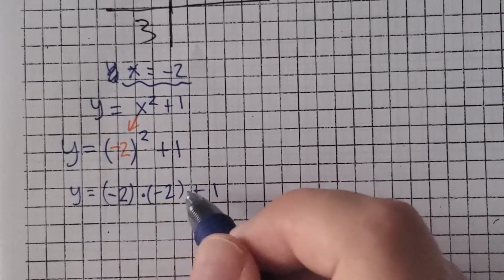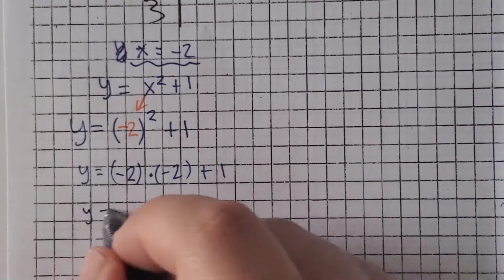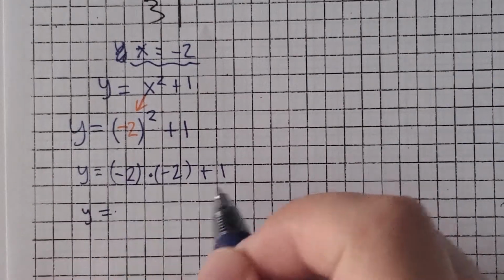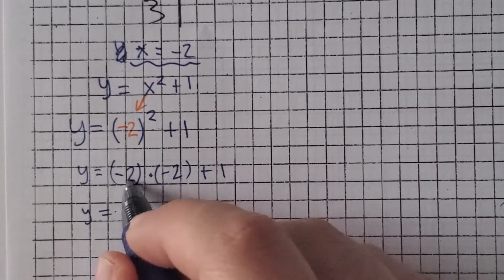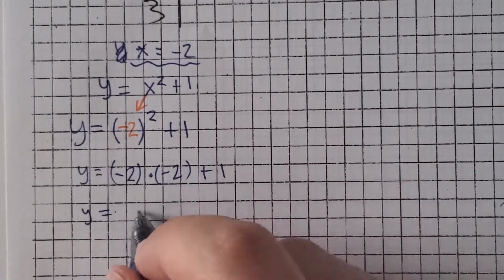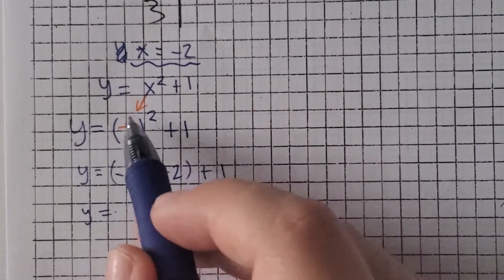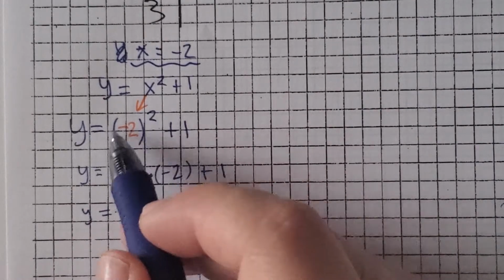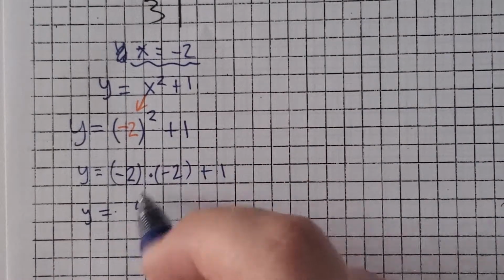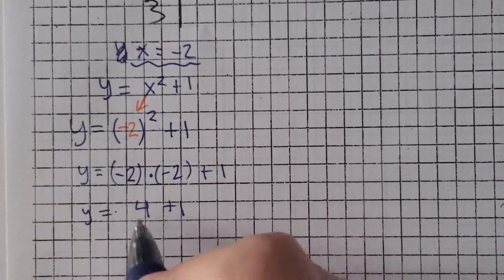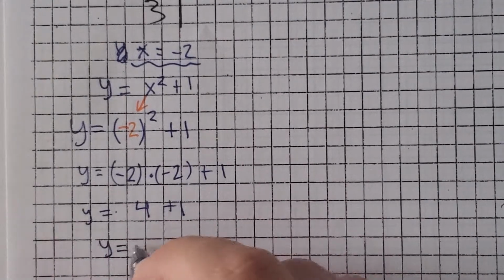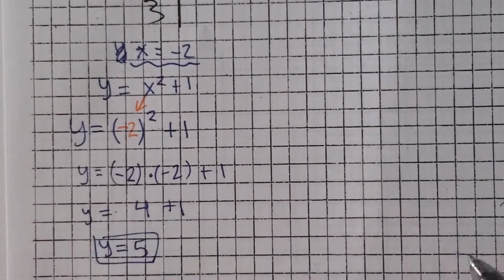So -2 times -2. Why does that matter? Well, what's a negative times a negative? A positive. So then I just have to worry about 2 times 2, which is 4. Which is different if I went 2 squared is 4 and then kept the negative. Notice this should be a positive. And then add 1. Okay, and then 4 plus 1, hopefully you guys can see that one, is just 5.